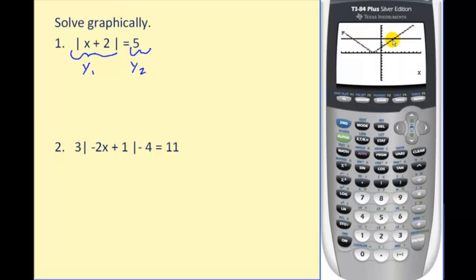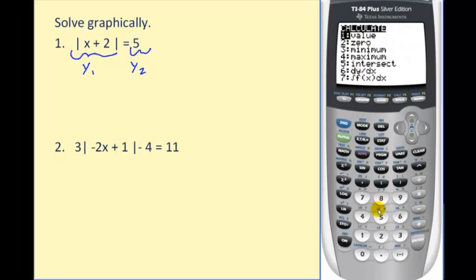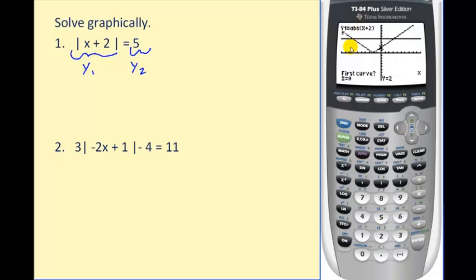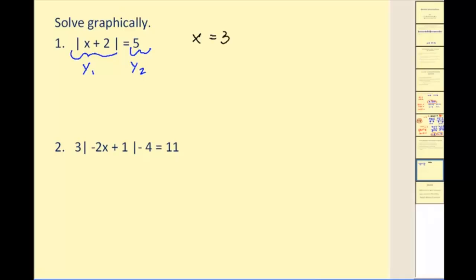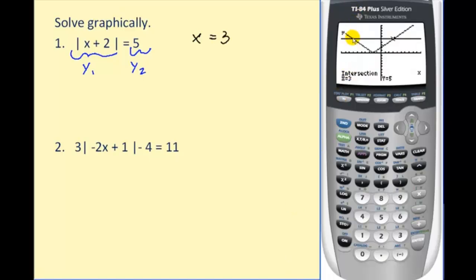We'll see 2 points of intersection. The x-coordinates of these points represent the solutions. If we press second trace, option 5, the calculator can only find one point of intersection at a time. We want to move the cursor close to the point of intersection we want to find first. Let's find the one on the right first. Press Enter 3 times, and we can see one solution is x equals 3. Let's record this. Now we'll go back and find the second solution.